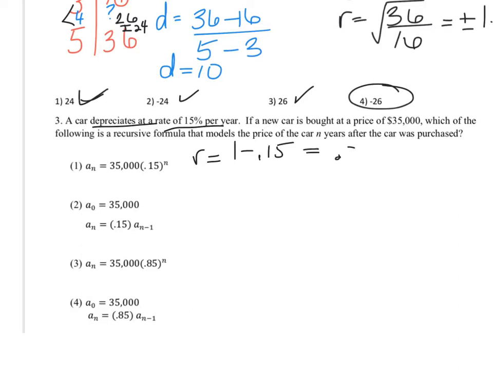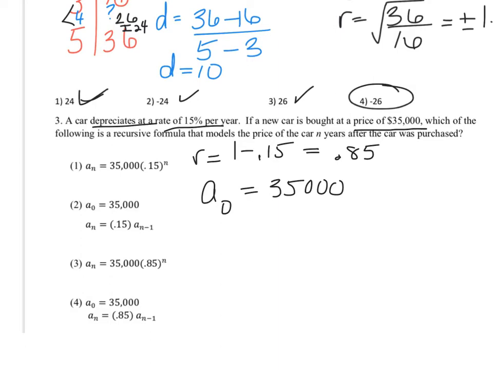So this gives me an R value of 0.85. The new car was bought at a price of $35,000. So that means its initial price, in this case A0, because it's not even a year that the car is. If it was a year, then we would put A1, but it's just the initial price of the car is $35,000, so A0 before A1.